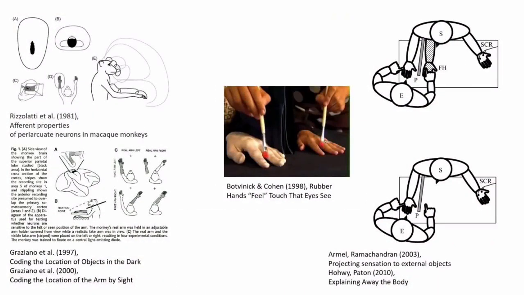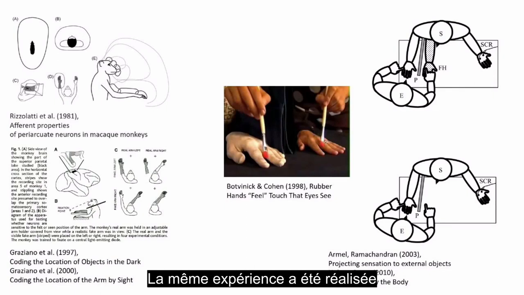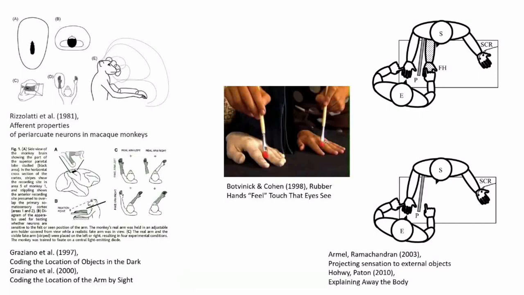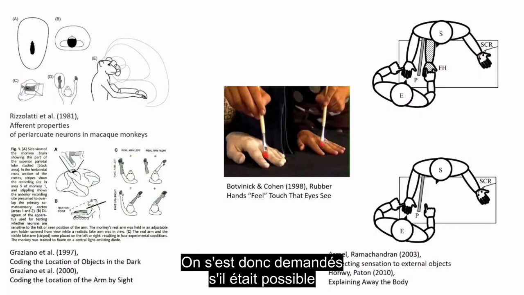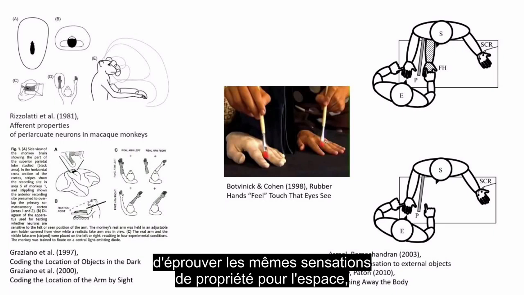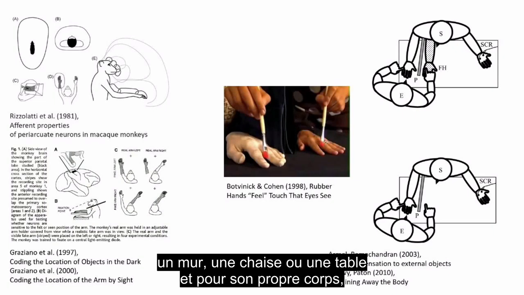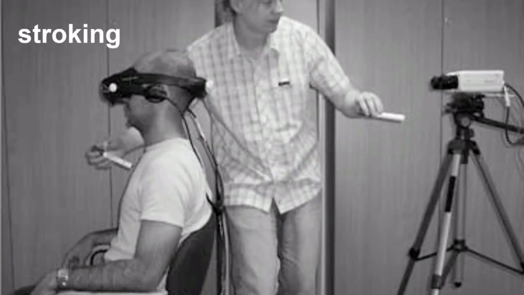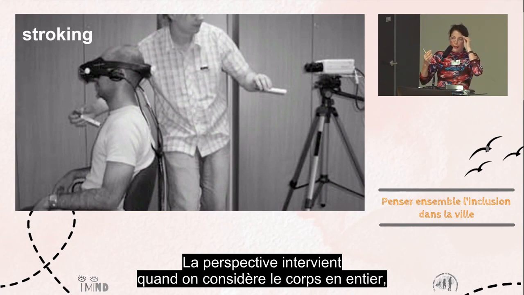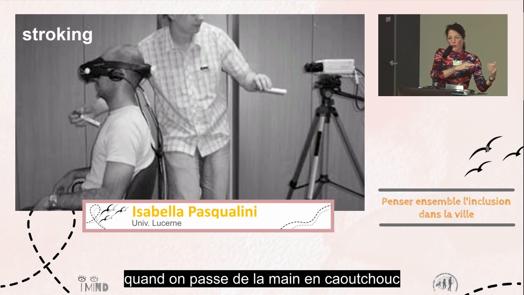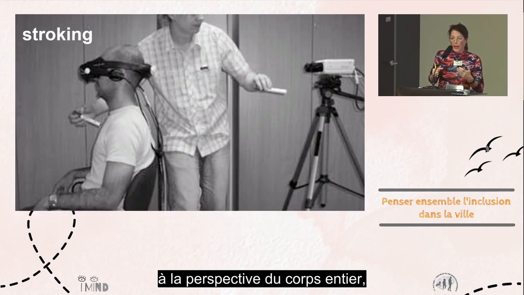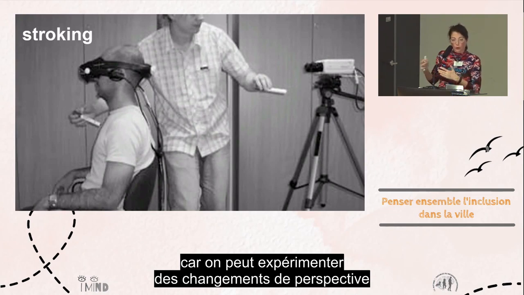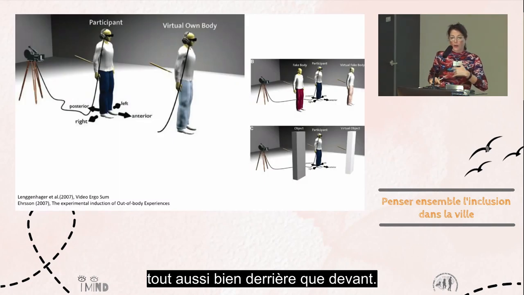And the same experiment was produced without a rubber hand, just with a tabletop. So we wondered whether it is possible that you have the same ownership feelings for a wall or a chair or a tabletop, and your own body, whether there is a parallel. And perspective comes in when you take the full body, when you shift from the rubber hand to the full body perspective, because you could experience shifts in perspective to the back or to the front.